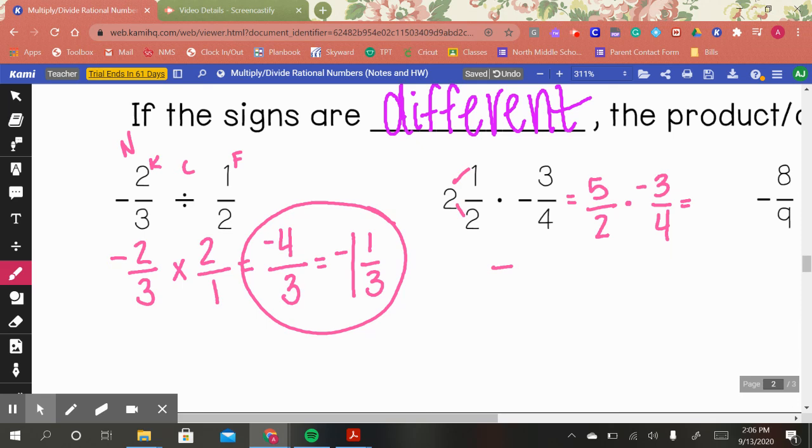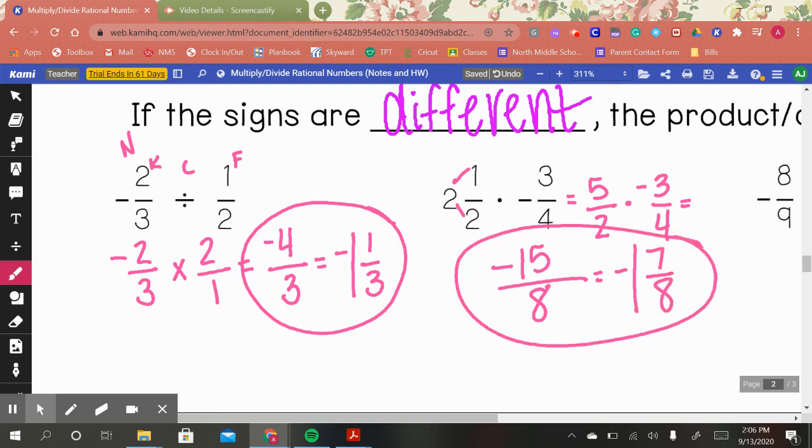Move down here to 5 times negative 3 is negative 15. And 2 times 4 is going to be 8. 8 goes into 15 one time with 7/8 left over. Please, please, please don't lose that negative going from the answer to the simplified answer. Don't lose that. Make sure that it also does carry over as well.